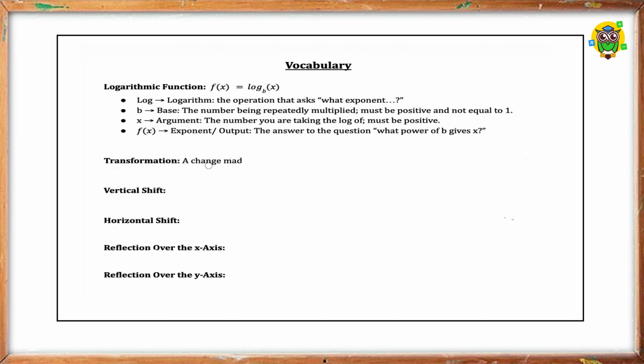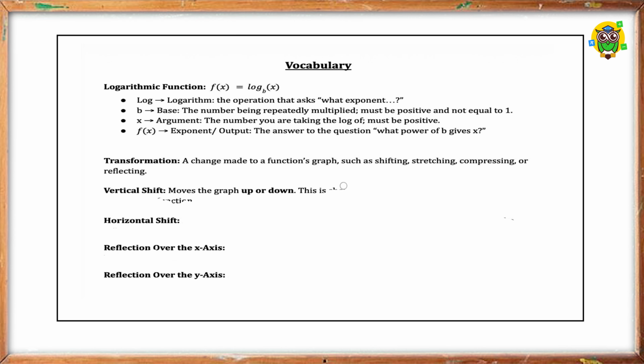Transformation: a change made to a function's graph, such as shifting, stretching, compressing, or reflecting. A vertical shift moves the graph up or down. This is shown by adding or subtracting a number outside the function.